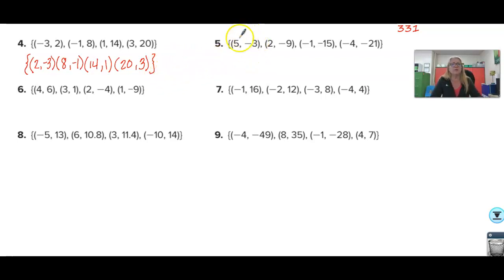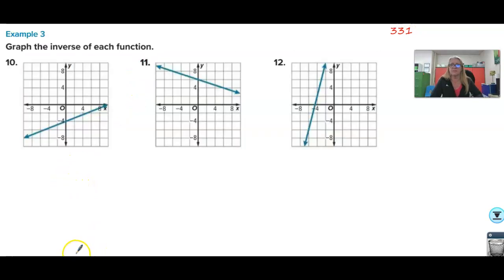Just take each point and flip the X and the Y. Change the order of them. And yeah, I'm sure you guys can do that. Let's do something interesting. Graph the inverse of each function. Now we're talking. This gets a little more interesting.